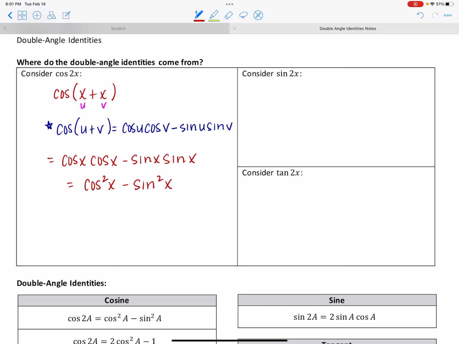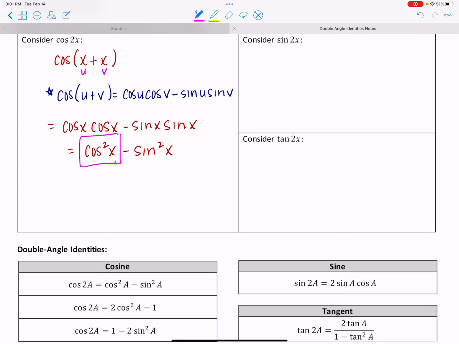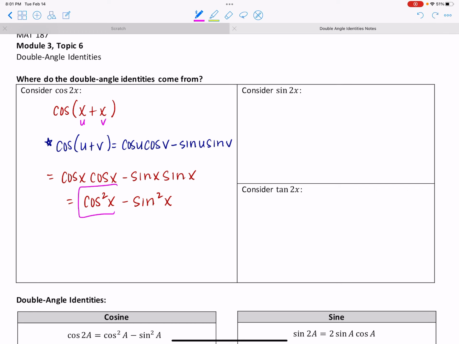So that is actually one of our double angle identities, and you can see it in this box down here. If we have the cosine of twice an angle, it will be equal to the cosine of that angle squared minus the sine of that angle squared. Now the cosine of a double angle has a couple of different forms, and hopefully it would make sense why. Because this cosine squared, for example, we could replace. We know that cosine squared from our Pythagorean identity is 1 minus sine squared.